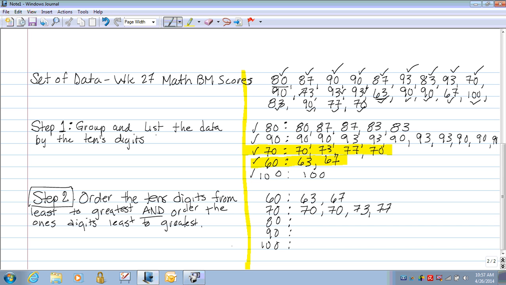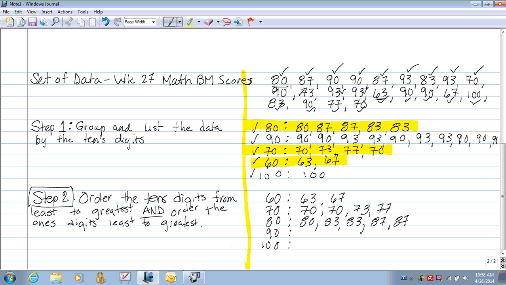If I go to my 80s, I see the smallest 80s is, in fact, an 80. And then I see I have two 83s. 1, 2, so I'm going to write 83 twice. And then I see I have two 87s, so I need to write those two 87 scores down. And I have taken care of all the benchmark scores in the 80s.